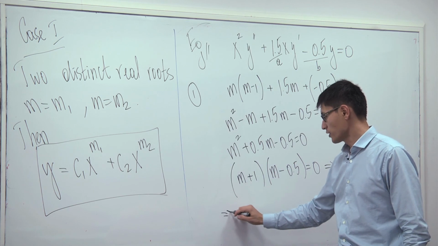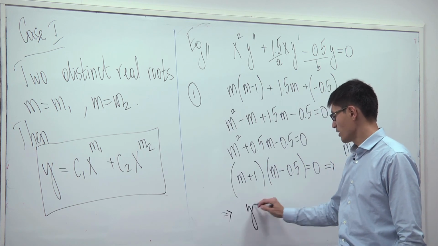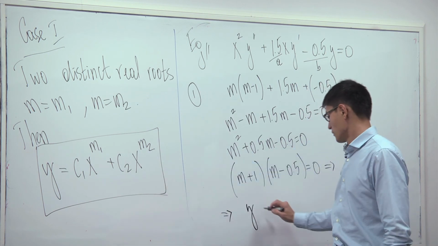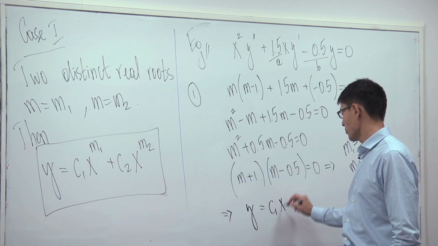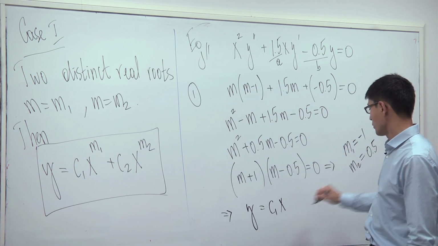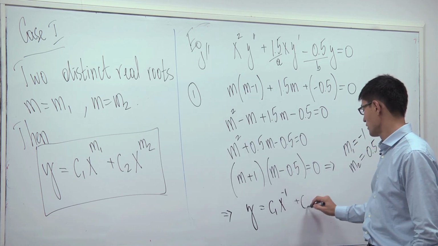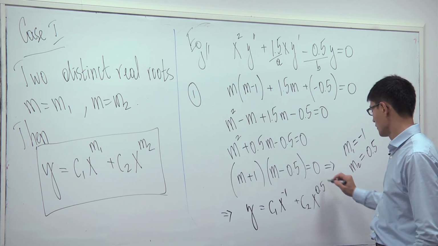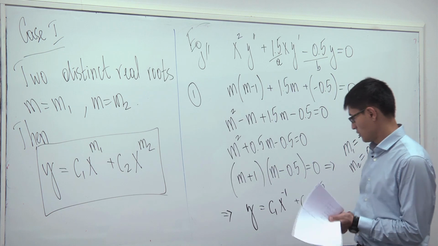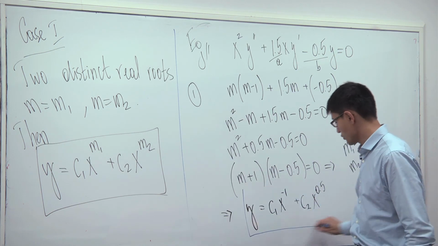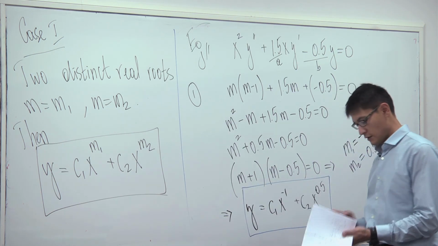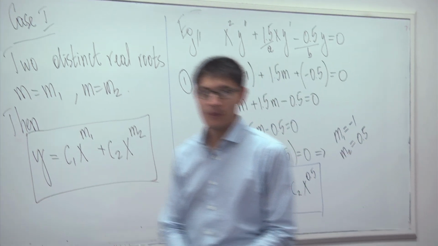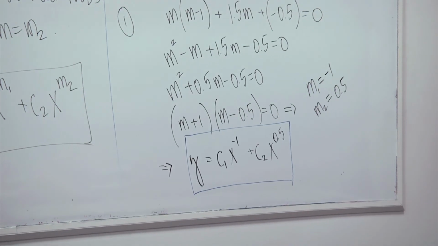Therefore our solution of the differential equation is going to be, according to this formula, C1 x to the power -1 plus C2 x to the power 0.5. So it's very straightforward, and we're done. Let me do another example.